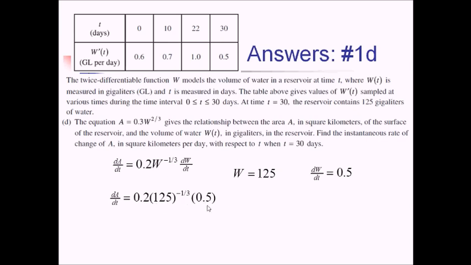But if you chose to simplify it, we could rewrite this 125 here as the cube root of 125 in the denominator. And then the cube root of 125 is 5. 0.5 over 5 is going to be 0.1. And if we multiply that by 0.2, that's going to be 0.02. So 0.02 kilometers squared per day.